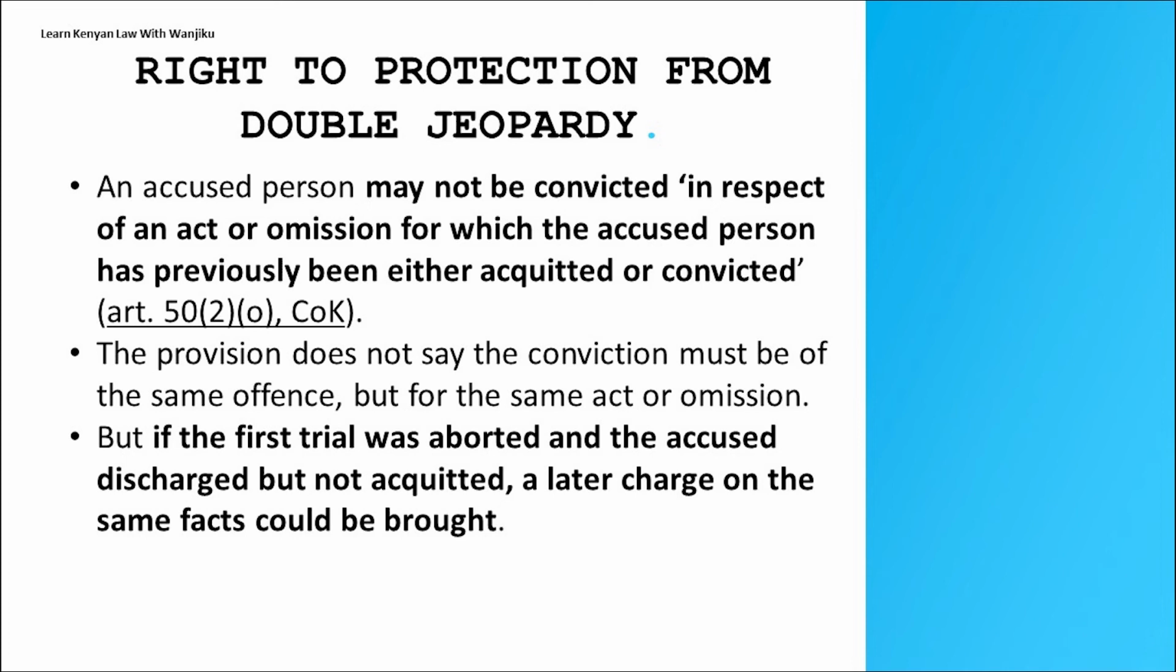So when we're talking about the right to protection from double jeopardy, we basically mean that if, as an accused person, you're either convicted or acquitted of an act or omission, then there is no way you can go back to court for the same kind of trial. However, if the trial was aborted, then years later I can still go to court and face a charge on the same facts that were brought.